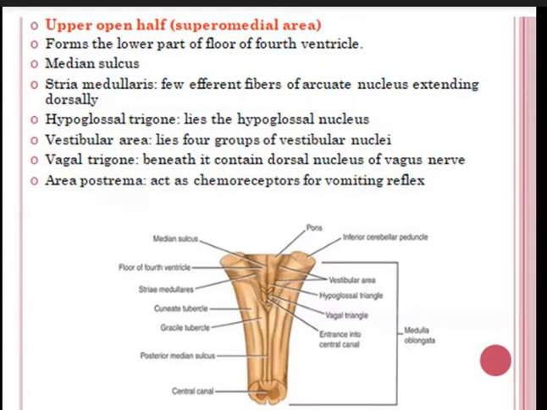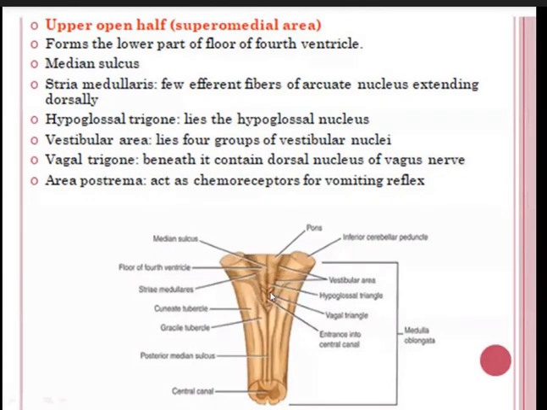And the vagal trigone, beneath it contains the dorsal nucleus of the vagus nerve, the 10th cranial nerve nuclei. The area postrema acts as the chemoreceptors for the vomiting center. This is the area postrema, which is the chemoreceptors for the vomiting reflex. So that is the upper open part of the medulla oblongata.